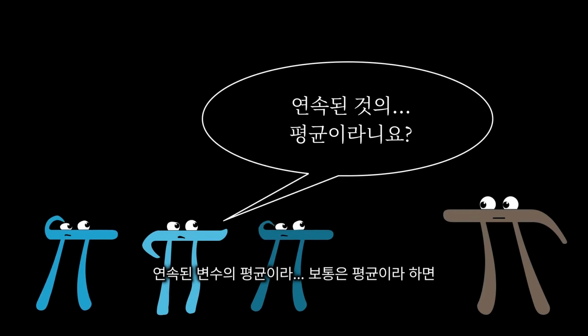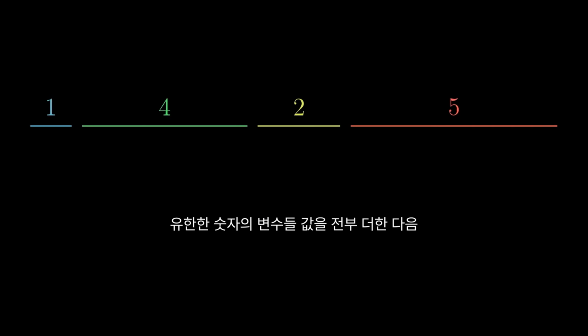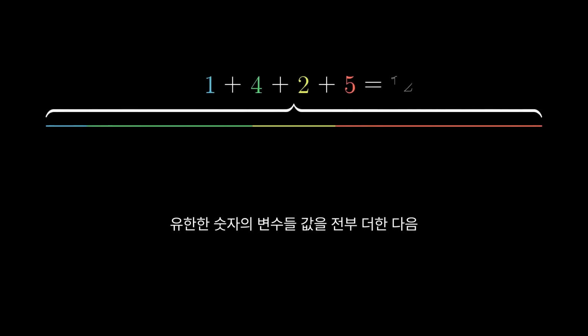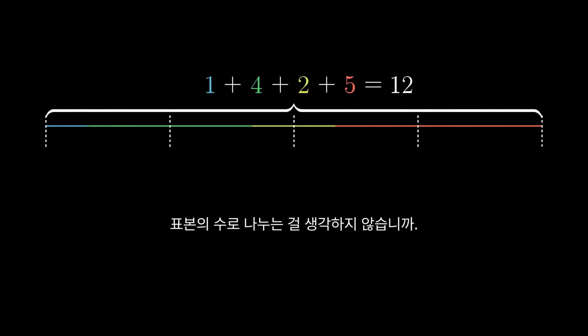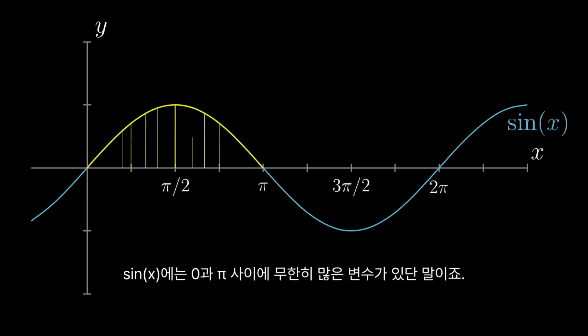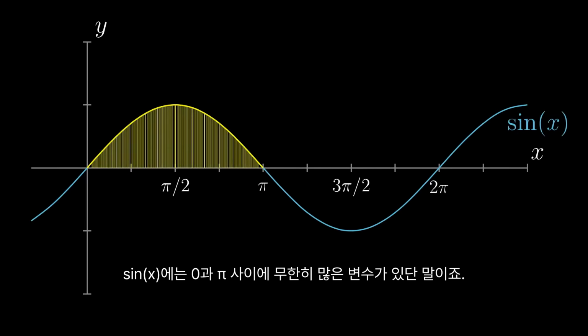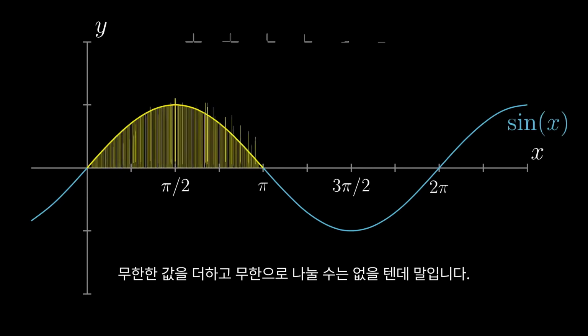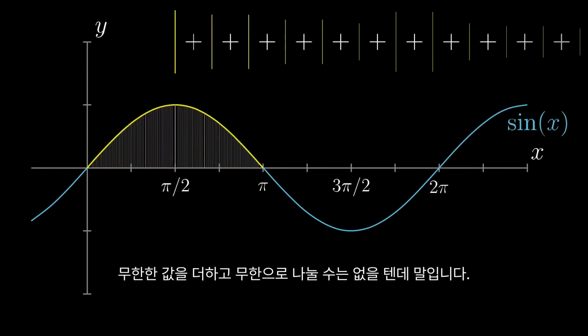The average of a continuous variable. Usually with averages we think of a finite number of variables, where you can add them all up and divide that sum by how many there are. But there are infinitely many values of sine of x between 0 and pi, and it's not like we can just add up all of those numbers and divide by infinity.